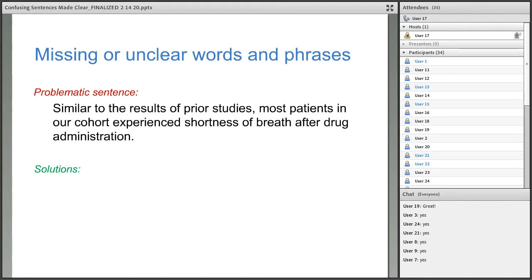Let's look at another example of a sentence in which a phrase is modifying the wrong thing. The sentence reads, "Similar to the results of prior studies, most patients in our cohort experience shortness of breath after drug administration." The way it's written, it sounds as if the patients were similar to the results of prior studies. That can't be right, so we need to supply the missing information. What was similar to the results of prior studies?